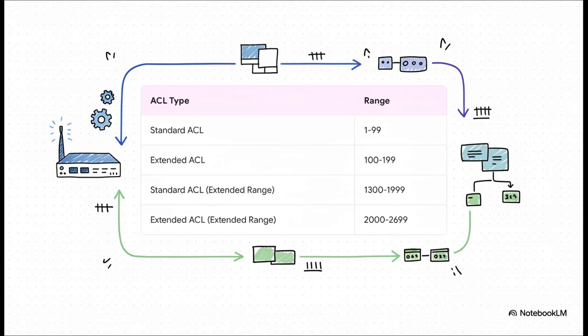As you can see, there are specific number ranges reserved for each type of ACL. So if you create an access list using a number from 1 to 99, the router just knows, okay, that's a standard ACL. If you use 100 to 199, it knows it's an extended one. It's a simple built-in system to keep things organized.